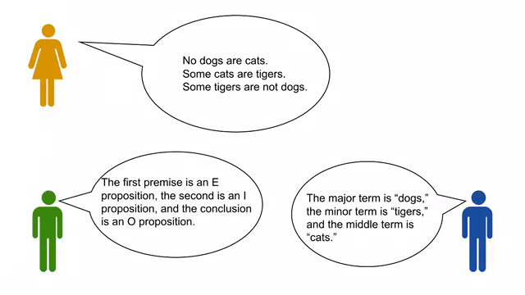And then the fellow in blue says, the major term is dogs. The minor term is tigers, and the middle term is cats. So take a look at that. Right? See, dogs is in the first or the major premise, and notice that dogs is then the predicate of the conclusion, just what we said. The word tigers is in the second premise or the minor premise, and notice that it is then the subject of the conclusion. And notice the word cats, that's the middle term, and it does not appear in the conclusion.